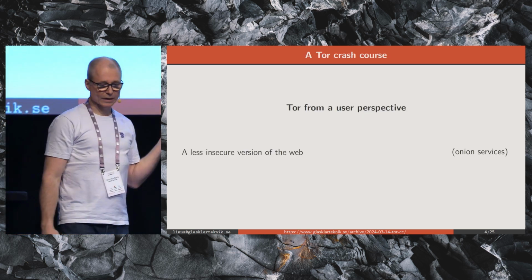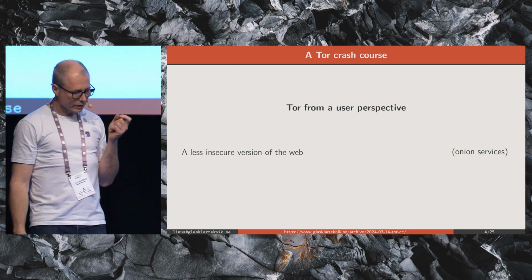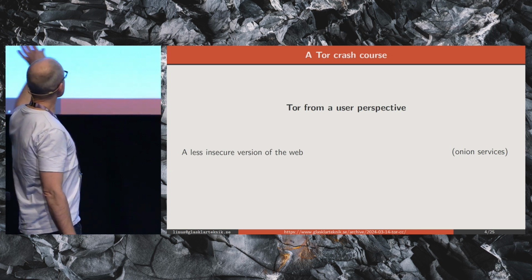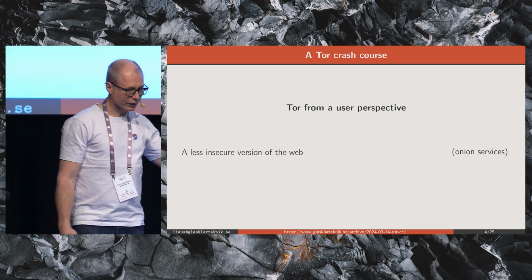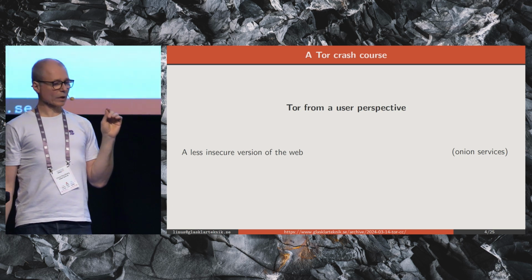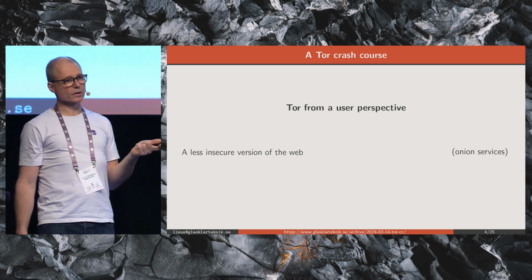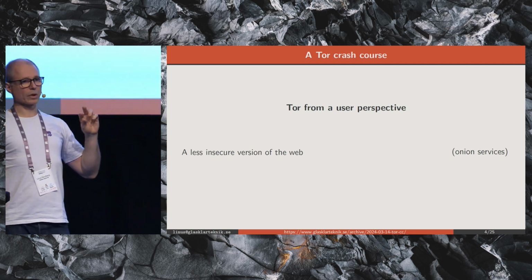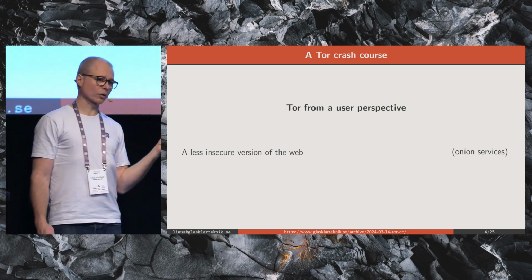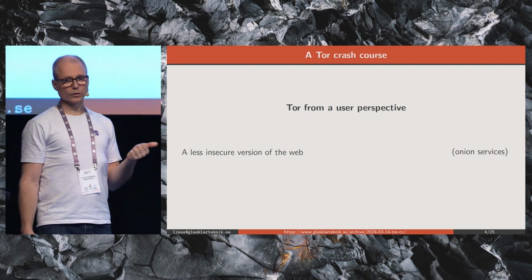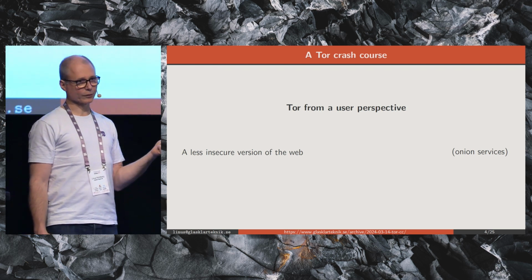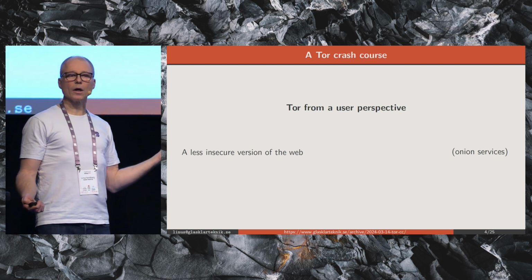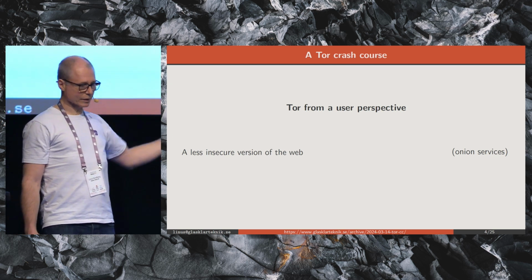Tor from a user perspective is a couple of things. And there are the common names at the right, and then there are my names at the left. So a less insecure version of the web. It's more known as onion services or hidden services. Some people even call it the dark web. Well, it is true that you can publish anonymously on onion services, but it is also true that you can do NAT punching, or it does NAT punching for you. So you can reach any onion server anywhere without that one having a public IP address.